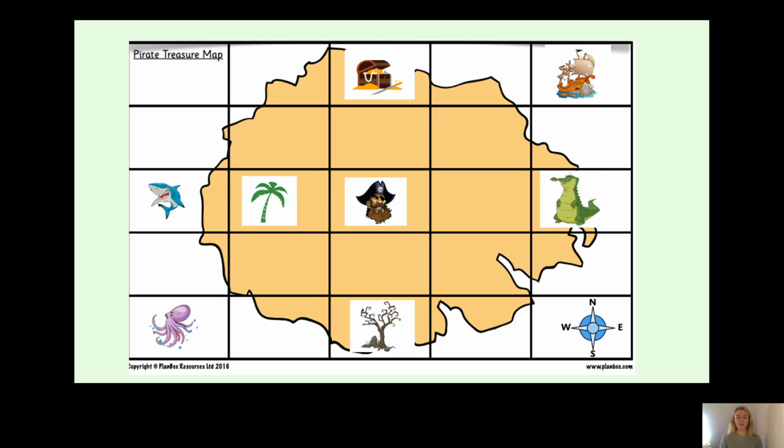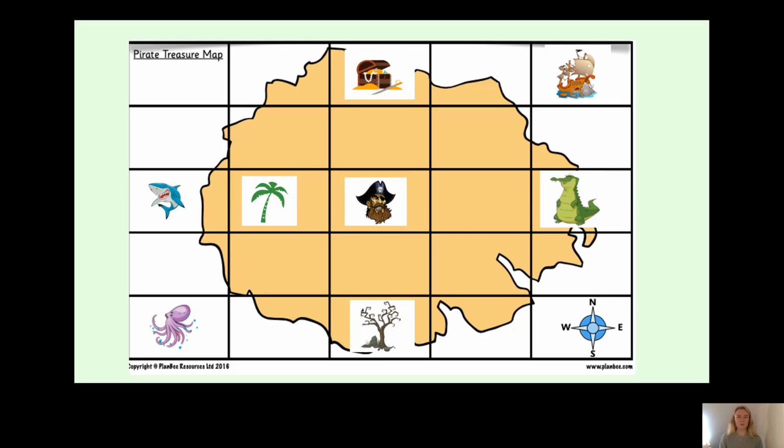He could also go 1 square to the west, 2 squares to the south, and then 1 more square to the west. Or he could go 2 squares to the west, and he'd be at the pirate then go 2 squares to the south. There's lots of different ways that he could get there, but those are the quickest ways, aren't they? Okay, let's try another one.